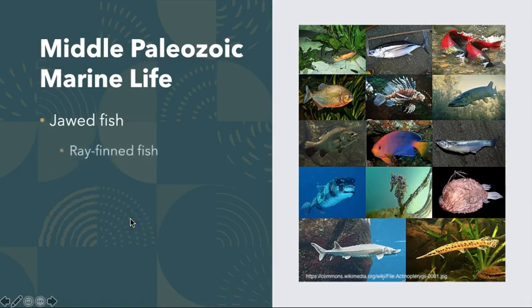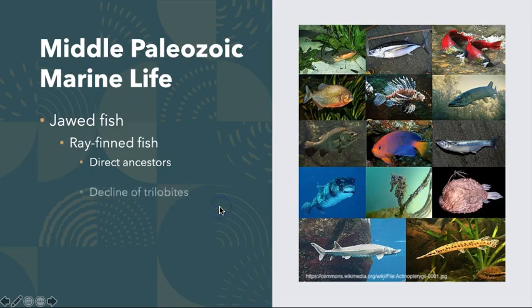Ray-fin fish, the direct ancestors of modern fish like trout, bass, and tuna, evolved at the end of the Silurian and diversified through the Devonian. Fish fed on the easily accessible trilobites, causing their numbers to decline.